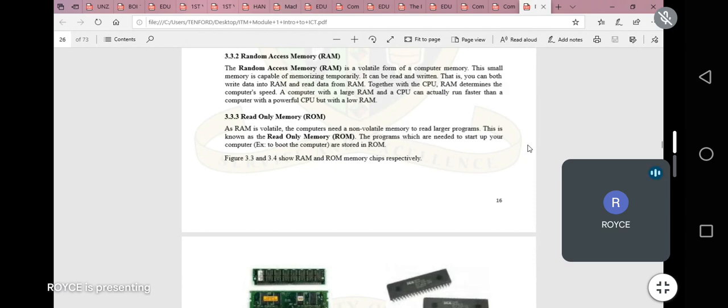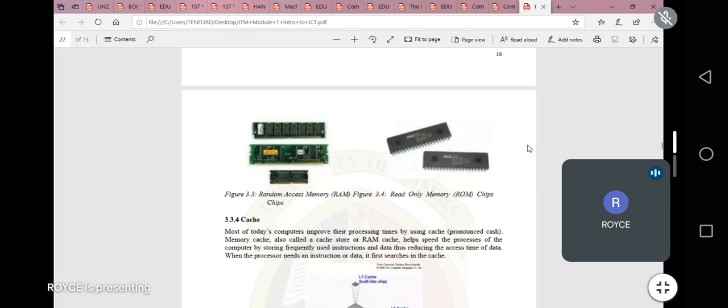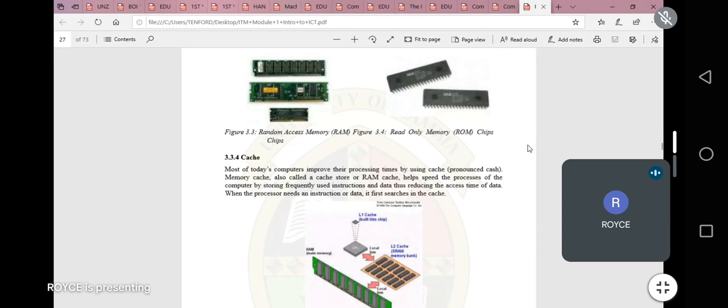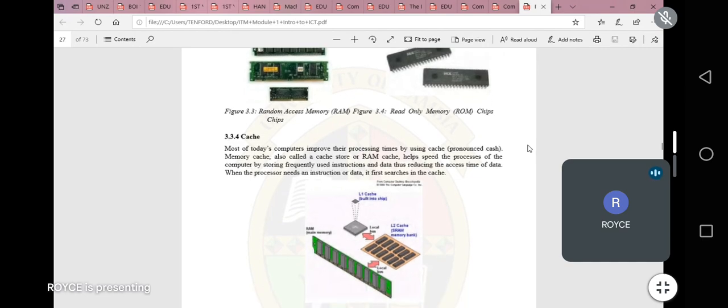So these pictures are examples of how the RAM looks, and also the ROM on the other side. The other type of memory that we're going to look at is cache memory. The cache memory is there to improve the processing time of your computer. It helps your computer do certain tasks faster. How does it do this?